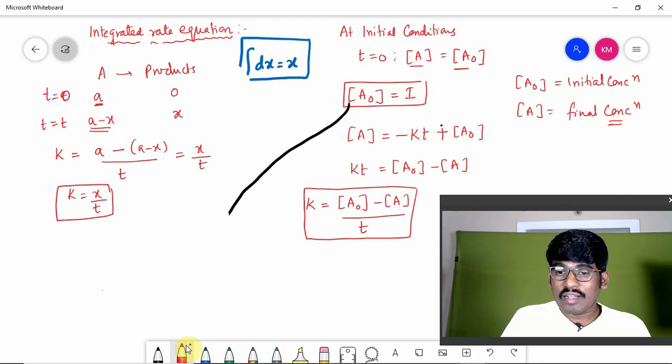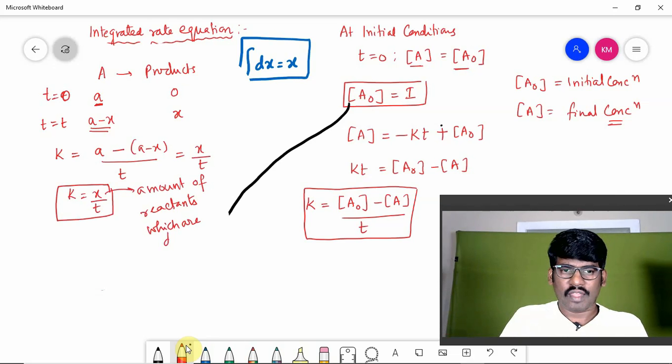X is nothing but the amount of reactants which are decomposed, right? So another formula can be given: K is equal to X by T. Hope you understand. This one is the integrated rate equation, K is equal to A naught minus A upon T, and further continuation, K is equal to X by T, where X is the amount of reactants which are decomposed. And sometimes they will ask you to draw the graph of a zero order reaction.